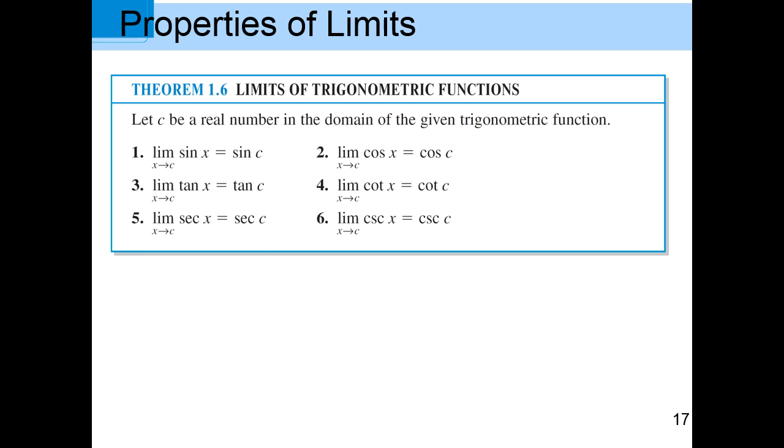And finally, in this section, there are the limits of the 6 different trig functions. The limit of sine of x as x approaches c is the sine of c. So you're going to see a lot of direct substitution again. We're substituting that c value in. The limit of the cosine of x as x approaches c is the cosine of c. The limit of the tangent of x as x approaches c is tangent of c, and so on. You can see with cotangent, cosecant, and secant, we have the same thing for all 6 of those.